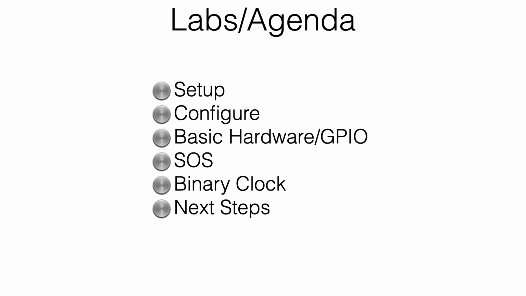The agenda for the rest of the workshop is going to include some hardware setup, some Raspberry Pi Zero W configuration. Then we're going to do a lab called the Basic Hardware in GPIO, where we're going to light up an LED. Next, we're going to do a lab called SOS, where we're going to light an LED based on Morse code. Then we'll get to the meat of this workshop. We are going to do the binary clock lab. Then, to wrap everything up, we'll talk about some next steps.